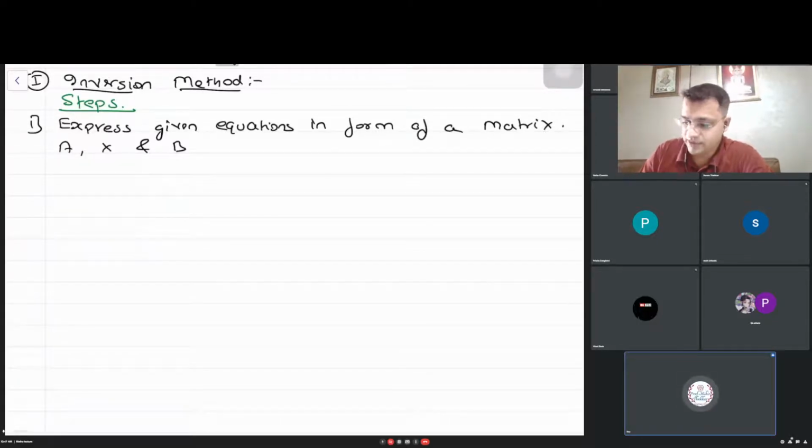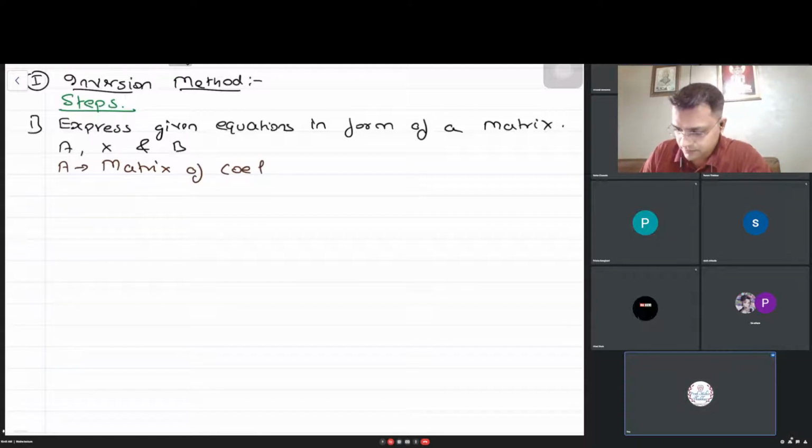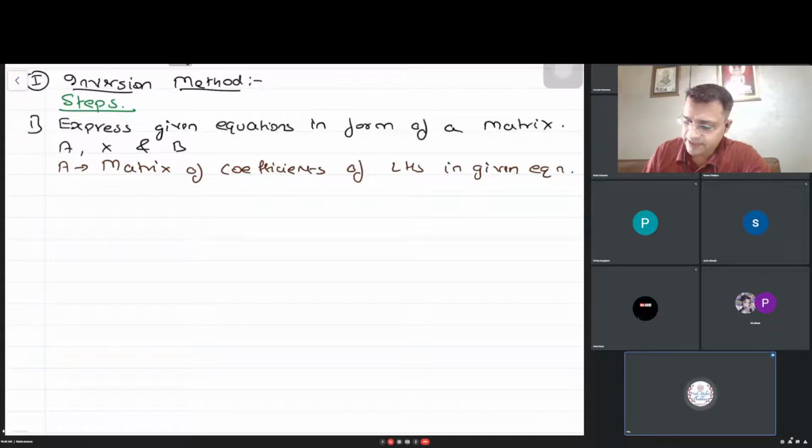How do we do that? Let us write it. A is the matrix of coefficients of the LHS in the given equation. Matrix X is the matrix of variables.